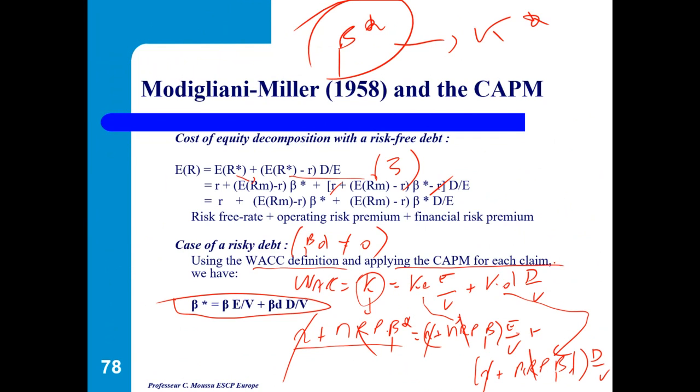And so, using the WACC definition and applying the CAPM for each of the assets or of each of the claims, operating, equity, leverage, you have this proposition. Okay, and what we have in this case is the operating beta. When you choose a capital structure, I will summarize that in a minute, you split the operating risk between a risk for the shareholders and a risk for the debt holders. Okay?